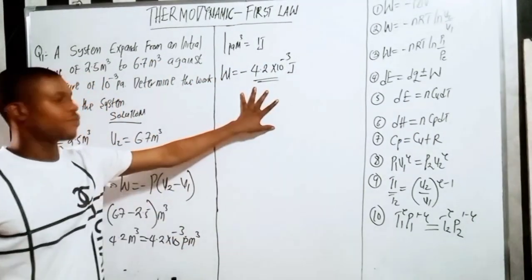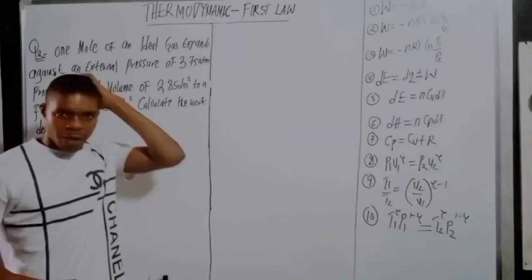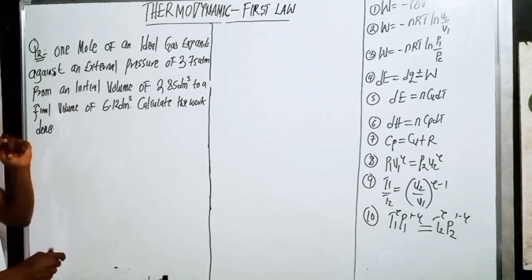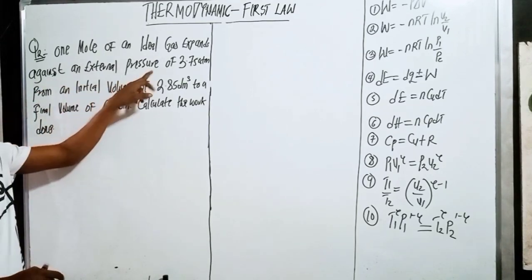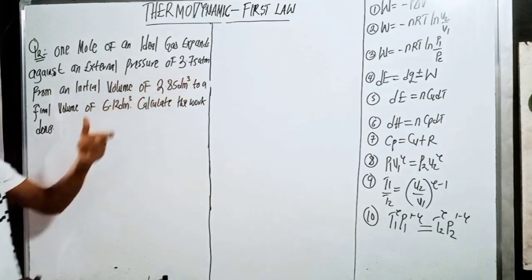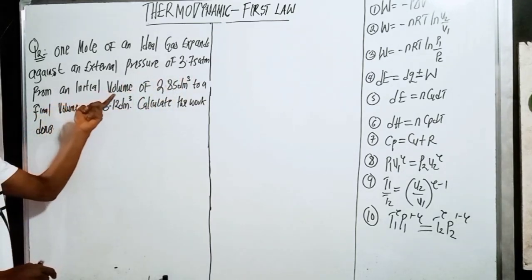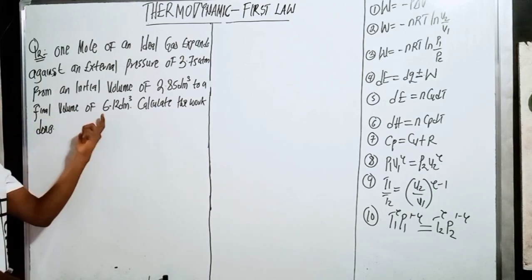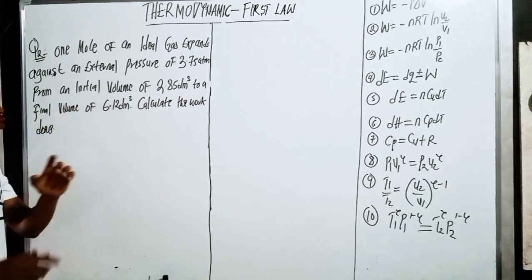So that is the answer for the first one. Do you understand? So look at what the second question is: 1 mole of an ideal gas expands against an external pressure of 3.75 atm from an initial volume of 2.85 dm cube to a final volume of 6.12 dm cube. Calculate the work done.